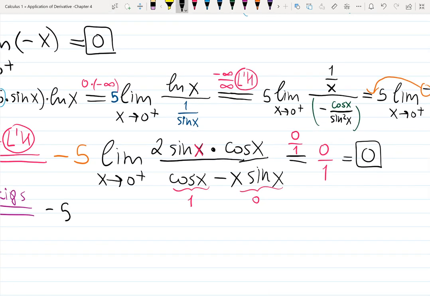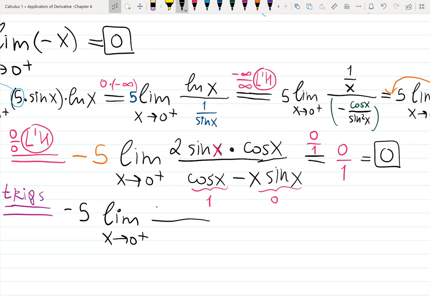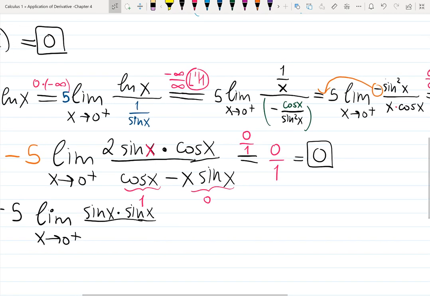I'm working with -5 outside of the limit. As x approaches 0 from the right, the top piece is sine squared x. Sine squared x is sine x times sine x. The bottom piece is x cosine x. So maybe if I take this piece and combine together in tangent, it will make it better? I don't know. Let's see.